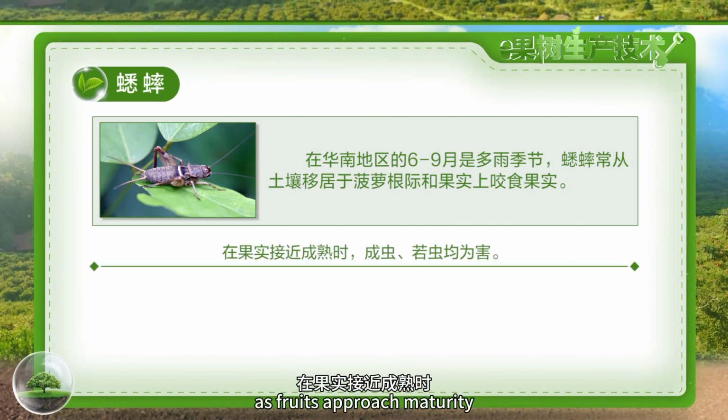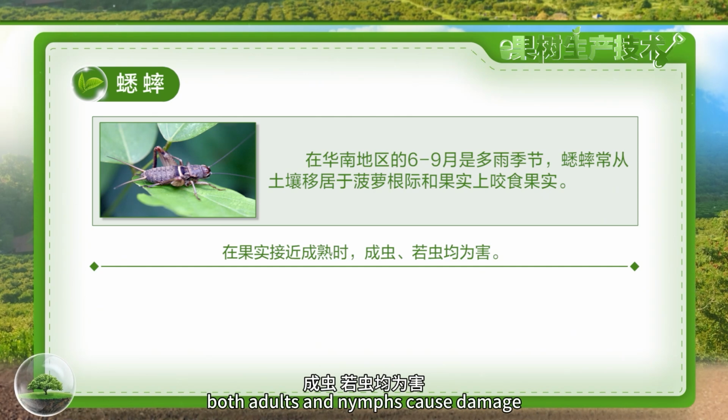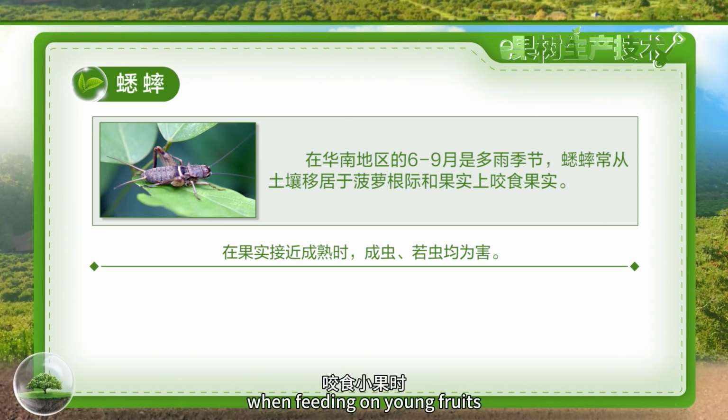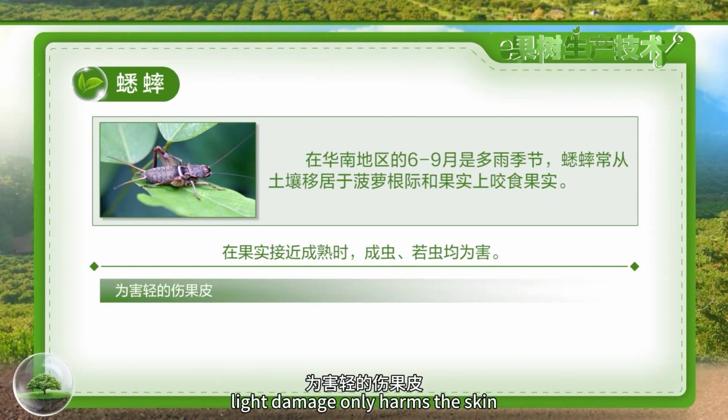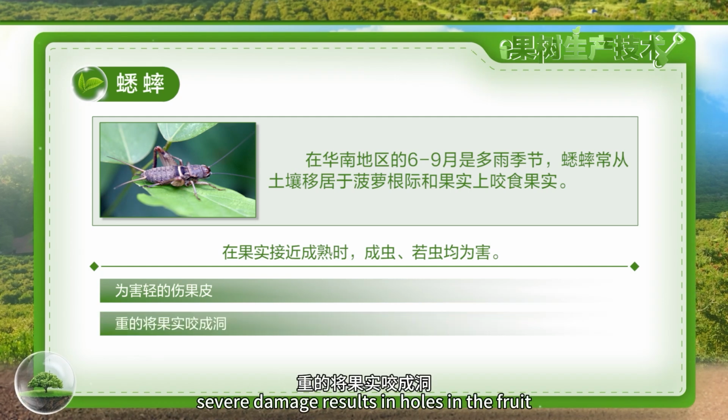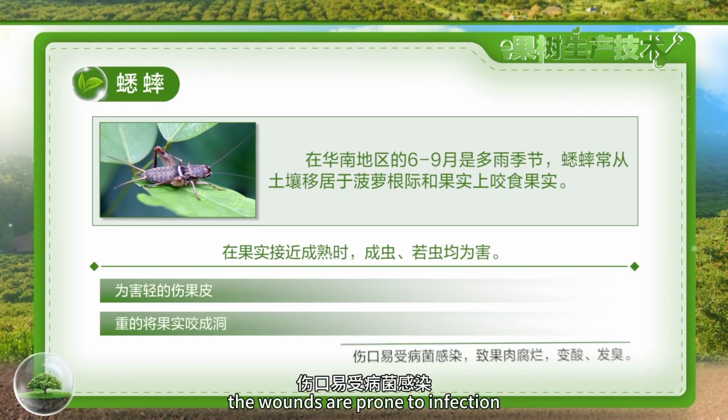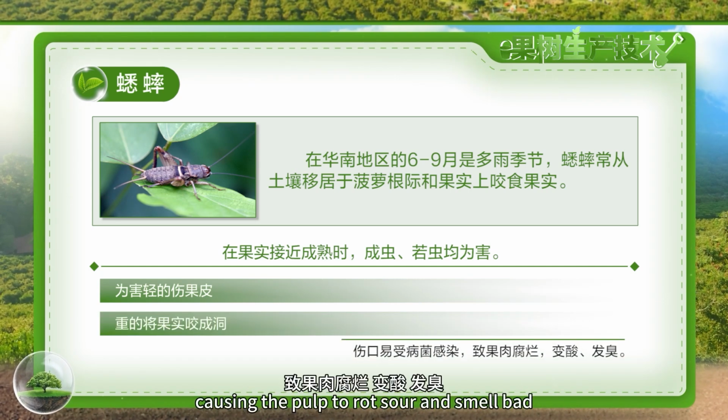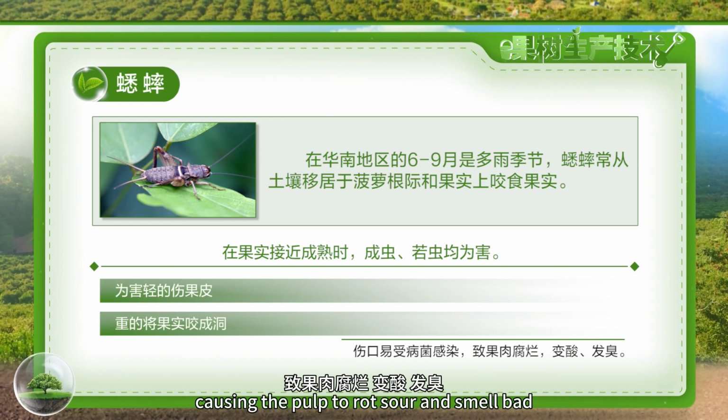As fruits approach maturity, both adults and nymphs cause damage. When feeding on young fruits, light damage only harms the skin. Severe damage results in holes in the fruit. The wounds are prone to infection, causing the pulp to rot, sour, and smell bad.